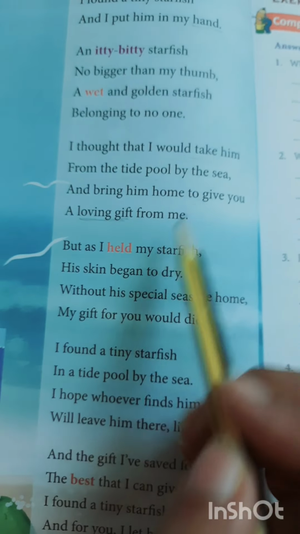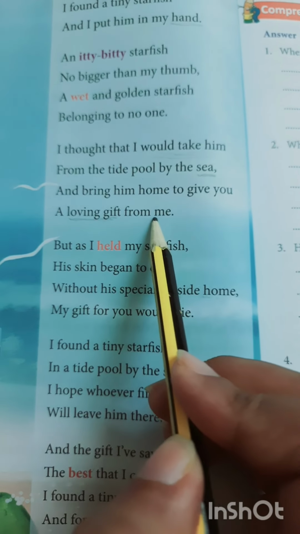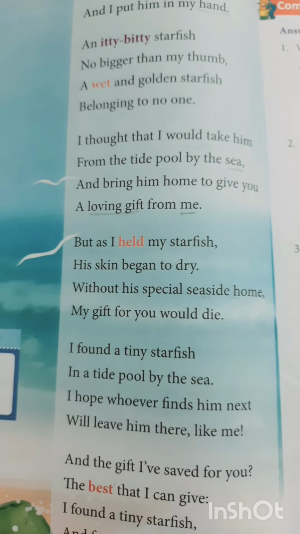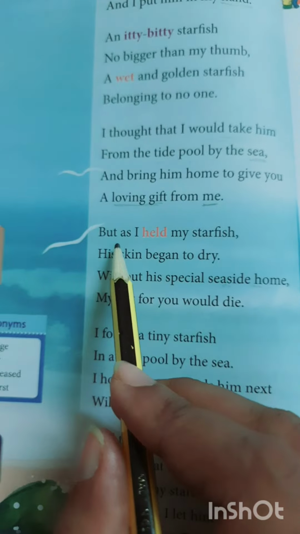And the next stanza. Before that, we can see the rhyming words here. See, me. This is the third stanza. What is the rhyming word? See, me. Okay. And then the next stanza.